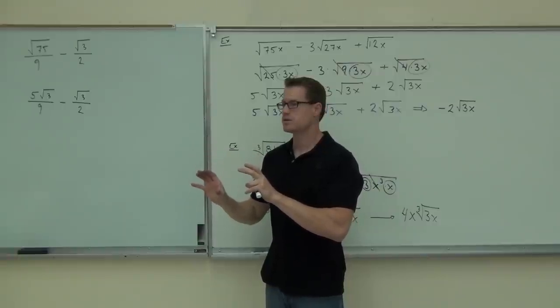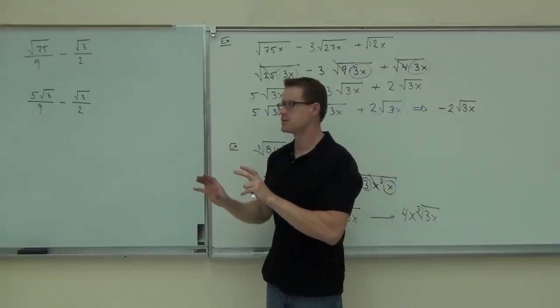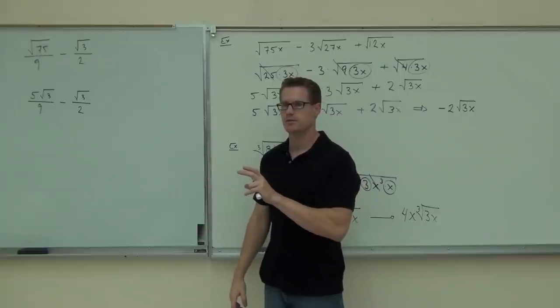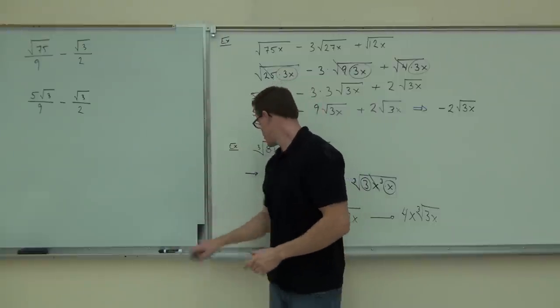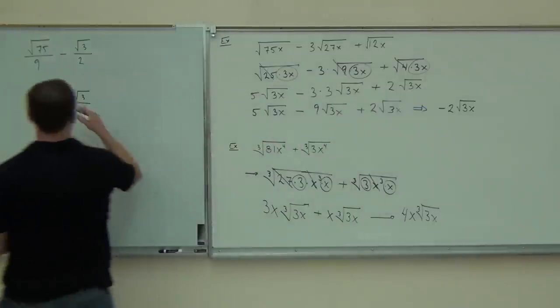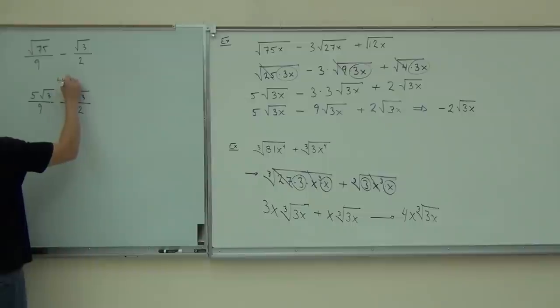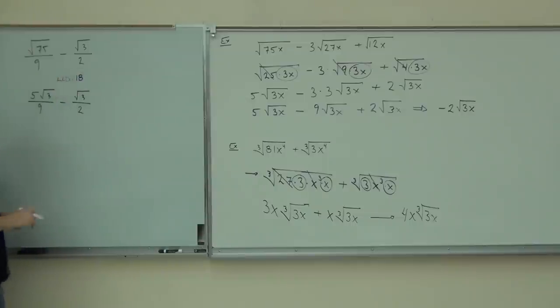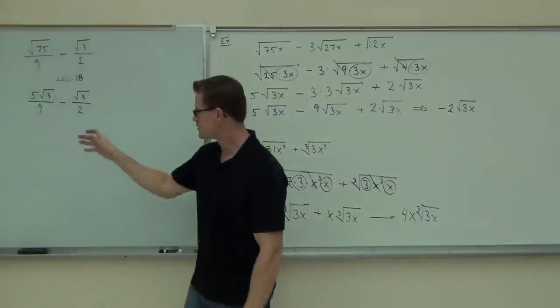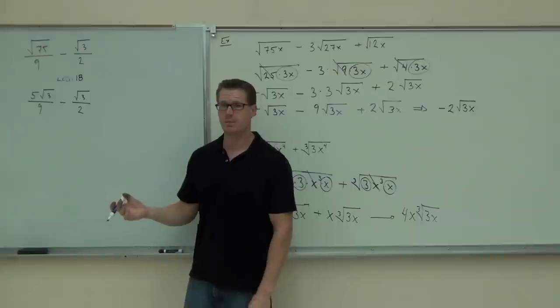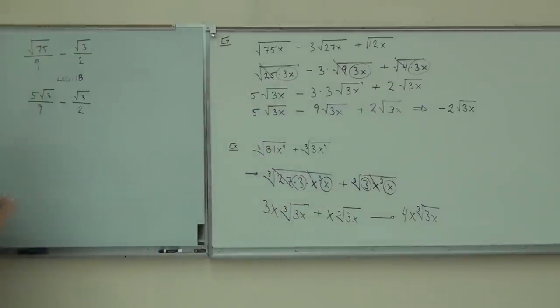Let's think on our own. Don't say it out loud, but think of the common denominator you're going to have. What is the common denominator? 18. Okay, just like you added and subtracted fractions in pre-algebra. I'm teaching that right now in another class, how to do exactly this. What do you do in order to get 18?